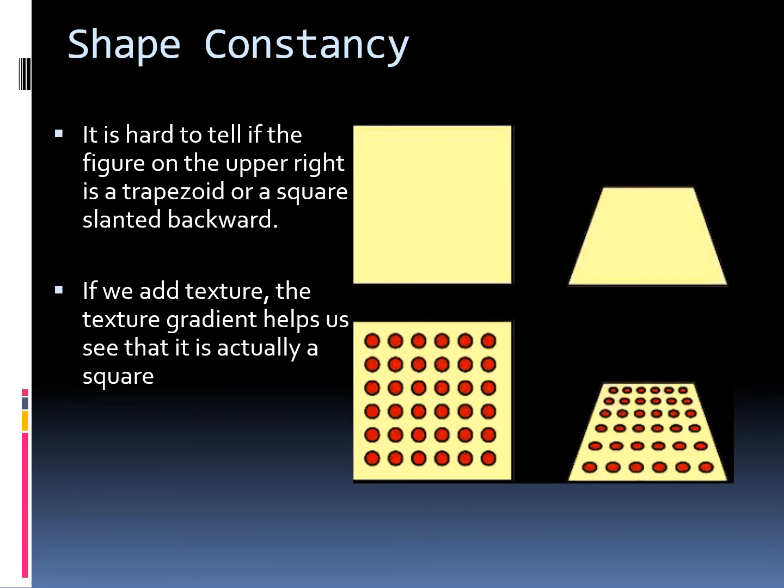Here's another example of shape constancy. It's hard to tell if the figure on the upper right is a trapezoid or a square slanted backwards because it has no texture to it, so it could be either one. But if we add texture to it, the texture gradient helps us see that it's actually a square. Because the dots get smaller and they start to converge on the right, on this one right here, we know it's just a square that's leaned backwards. If it was a trapezoid, then all the dots would be the same size and the same distance from each other.